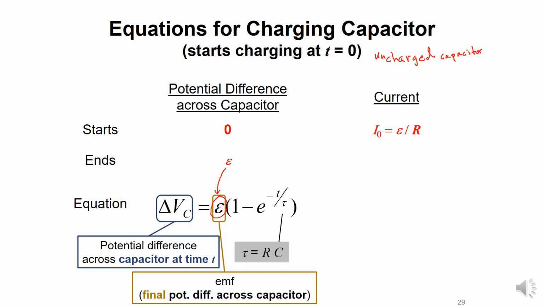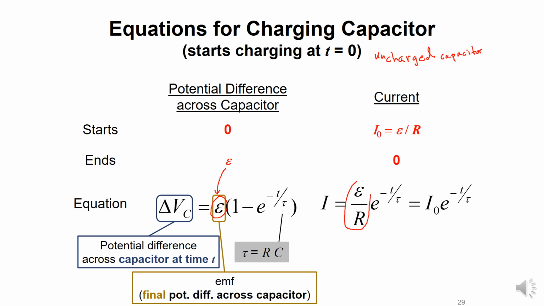Now let's do something similar for the current. The current starts off at maximum, and the maximum current is just the battery voltage over resistance. As we have seen, the capacitor behaves like a wire when it's not charged, and it doesn't figure in the equation. And the final current is 0 because once the capacitor is fully charged, it behaves like a broken wire, doesn't let any current go through. So the current starts at maximum, goes down to 0, so it follows an exponential decay. This is how we write the current equation.